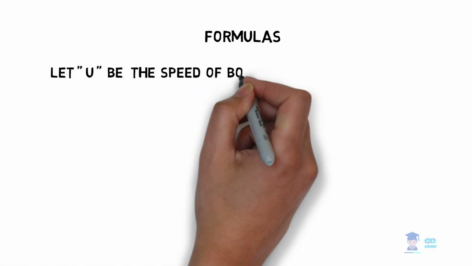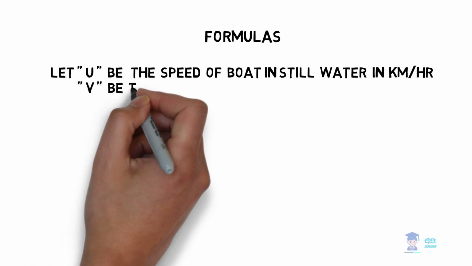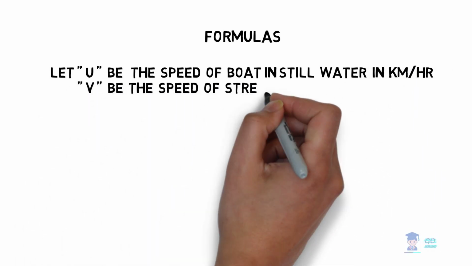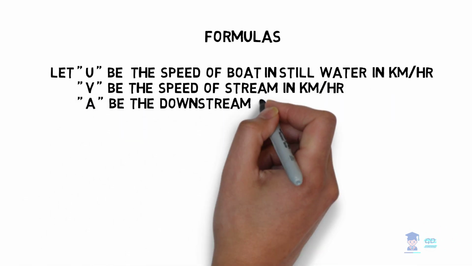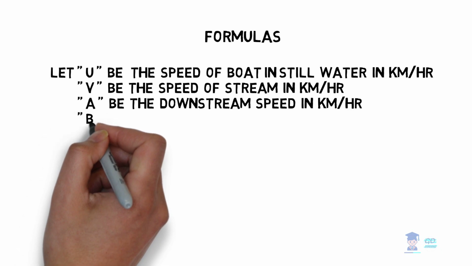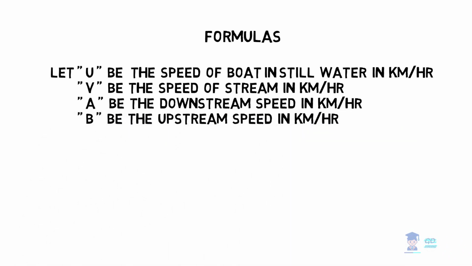Let U be the speed of boat in still water and V be the speed of stream or speed of current. Let A be the downstream speed and B be the upstream speed. Everything is taken in kilometer per hour. Please check the units. Units are very important.